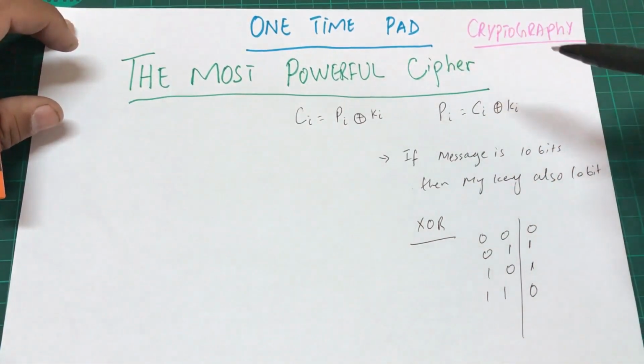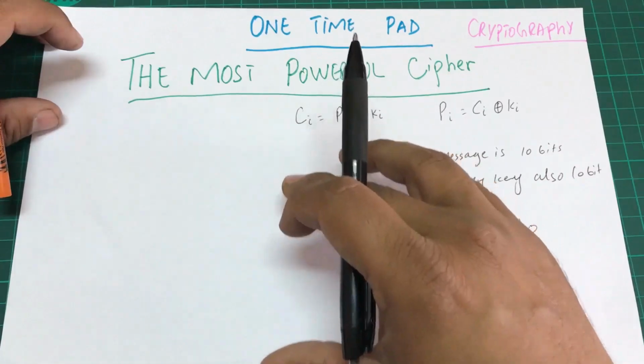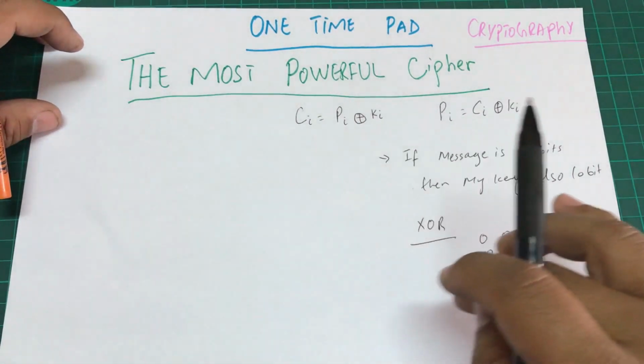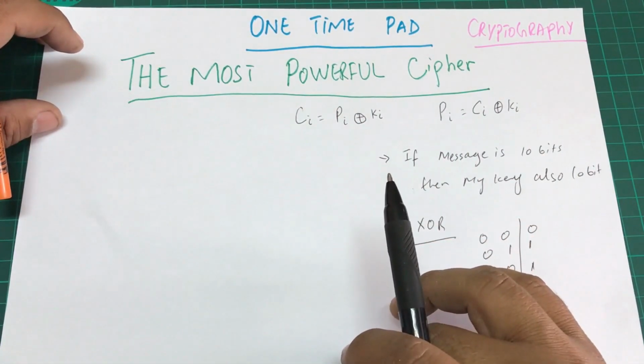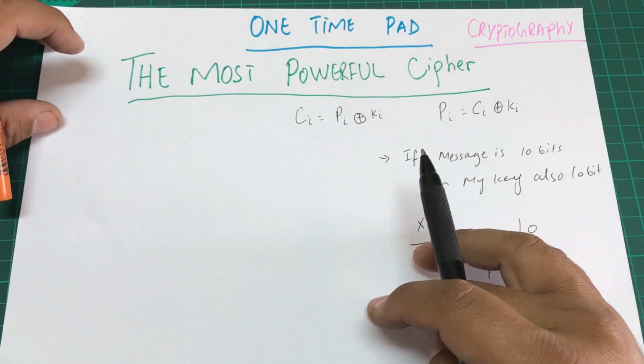Second, it's actually a one-time pad. One-time pad means once you use that key, you cannot use that key again. You have to destroy that key. You cannot just continuously use it.